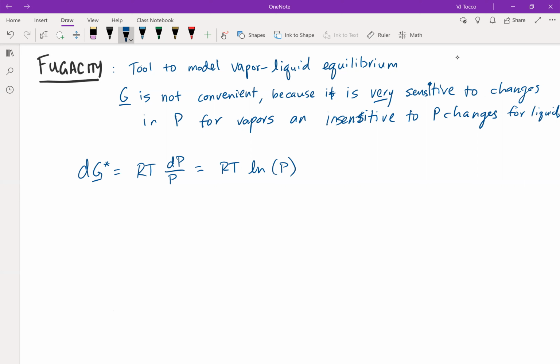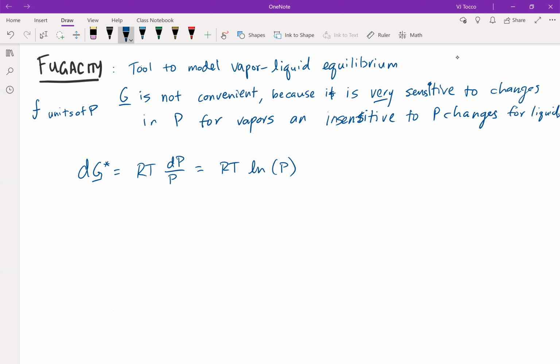Fugacity has the symbol of a lowercase letter f, and it has units of pressure. The other thermodynamic properties like Gibbs free energy have the same units as energy, so it's energy per mole if it's molar Gibbs free energy. Fugacity will have units of pressure. And that's helpful because, as we'll see, it gives us a better way to contextualize.